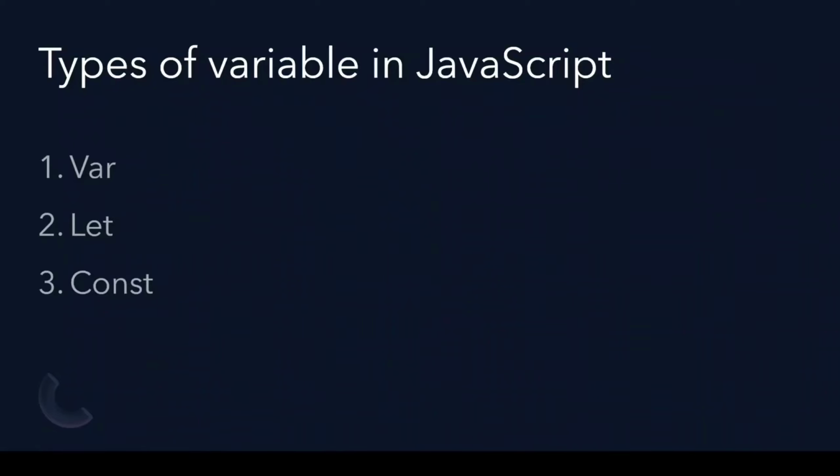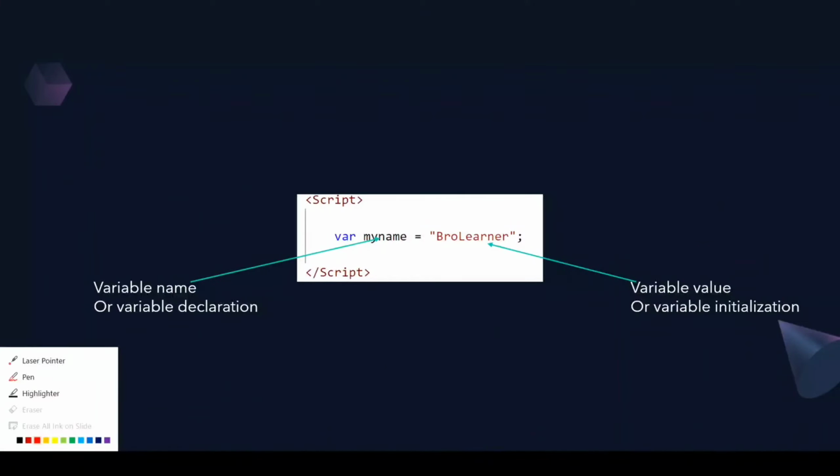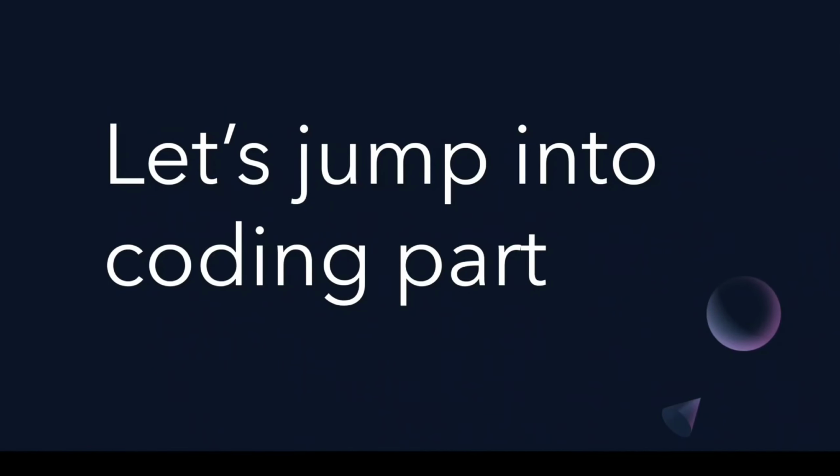Now, see, this is the example of variable. Here, this is our variable name, or you can say we declare a variable with var by the name myvar, and then we provide myvar value as pro learner, which is a word. Okay, variable value is called variable initialization. First declare, then define the value of the variable. Okay, now let's jump into the coding part.